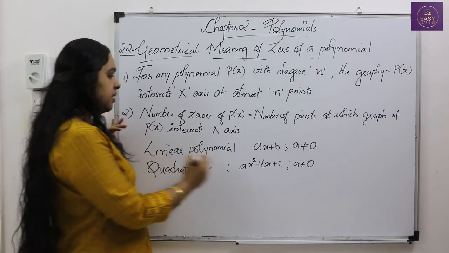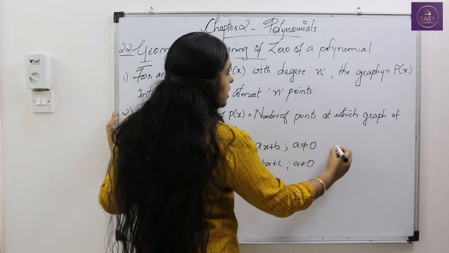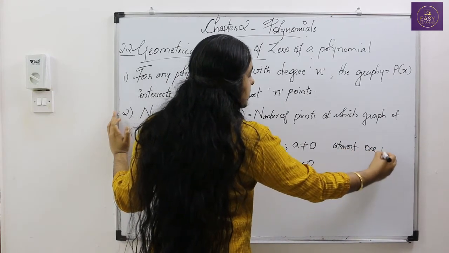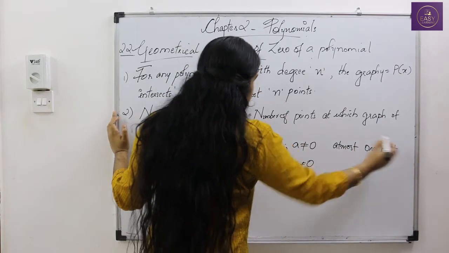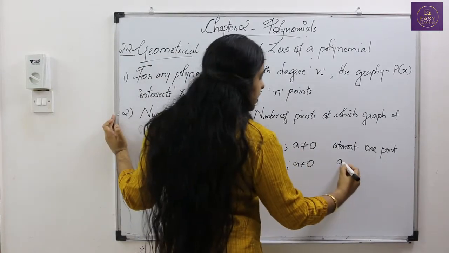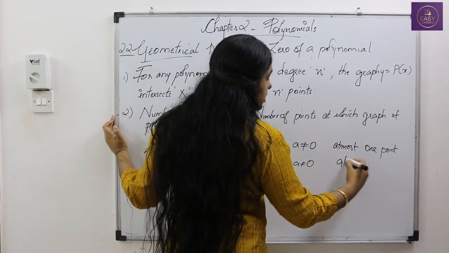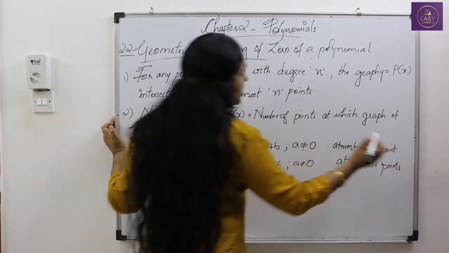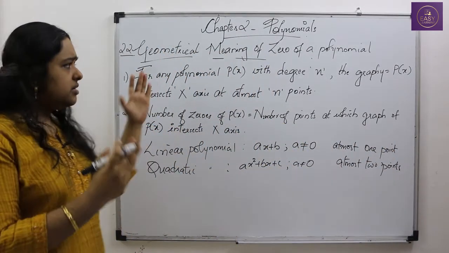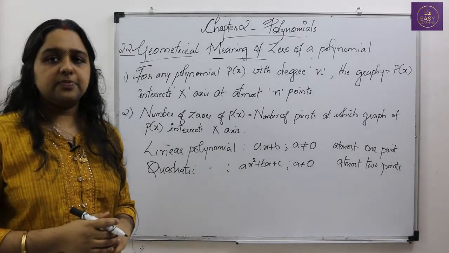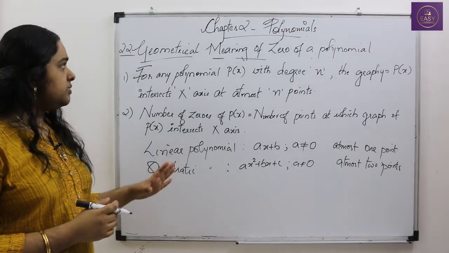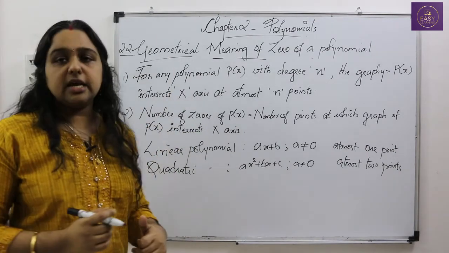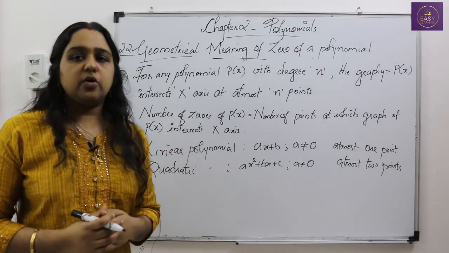For a linear polynomial there will be at most 1 point. For quadratic, at most 2 points. Just connect it with the degree and zeros of a polynomial. Okay, this is the concept. Now let's do some problems related to the geometrical meaning or graphical representation of a polynomial. That will be more clear.